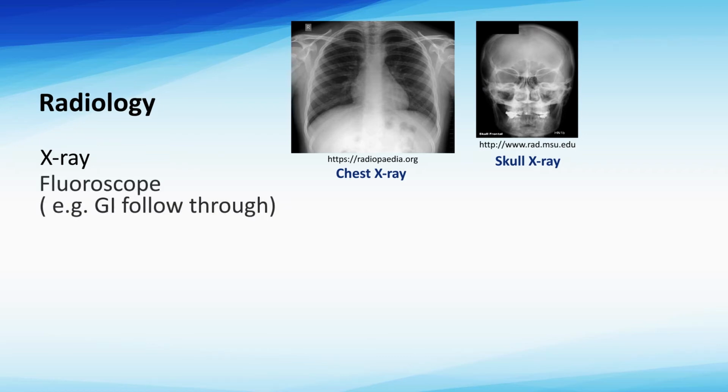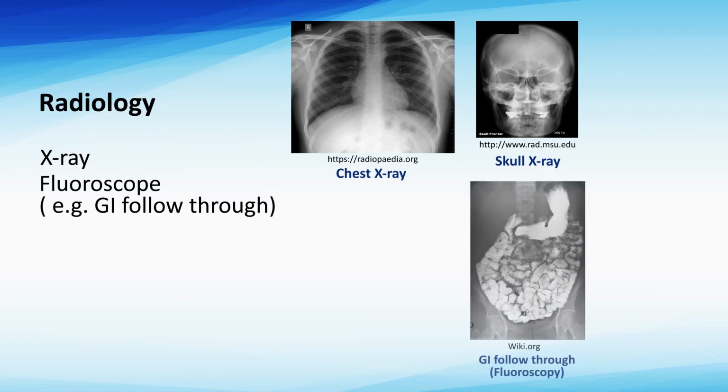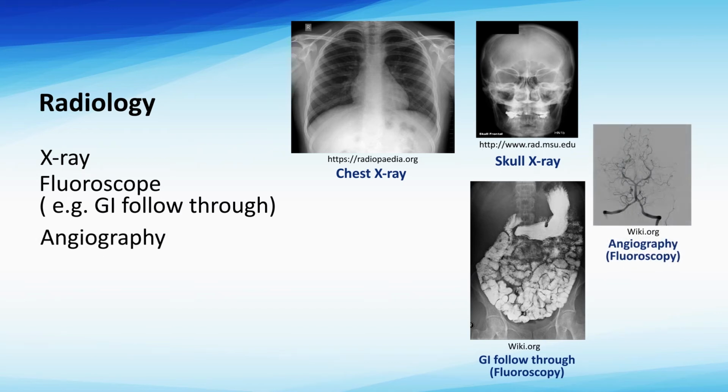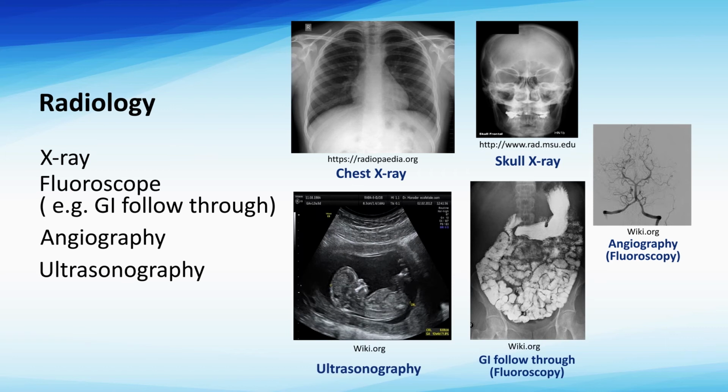Fluoroscopy uses very low-dose radiography to monitor part of the body in real time, especially the digestive system and urinary system. It usually uses contrast media, such as in a GI follow-through study. Angiography is also a study that uses a fluoroscopy technique to study the blood vessels, and ultrasonography.